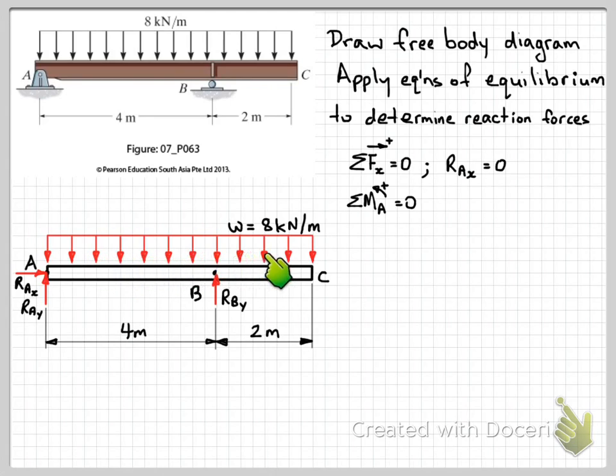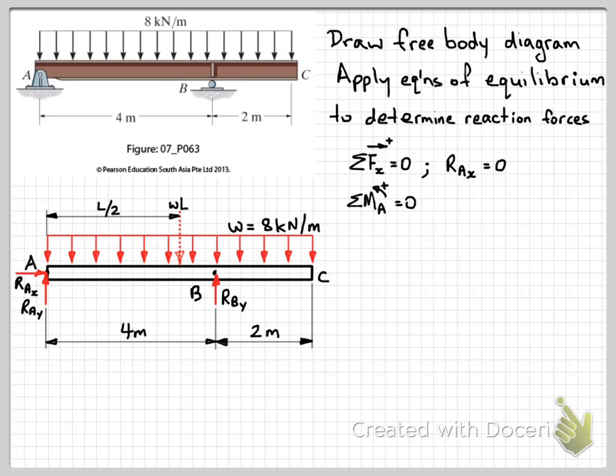For the distributed load, we're going to use the equivalent single point load. So the equivalent single point load for this distributed load will be the distributed load, 8 kilonewtons per metre, times the length over which it acts. So the equivalent single point load here will be W times L. And we of course also need to know where that acts. It acts through the centroid of this distributed load, which in this case, because it's uniformly distributed, will be halfway along the length of that distributed load, so L over 2.